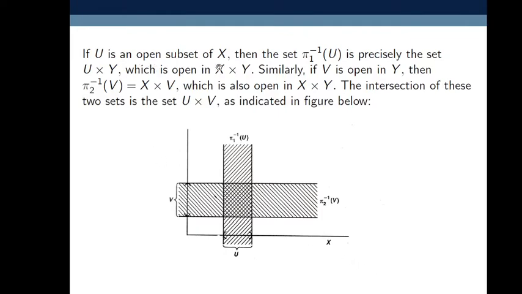Now consider this as a remark. Suppose U is an open subset of X, then the set pi1 inverse of U is precisely the set U times Y, which is also open in the product X times Y. Similarly, if V is open in Y, then pi2 inverse of V is equal to X times V, which is also open in the product X times Y. The intersection of these two sets is the set U times V.